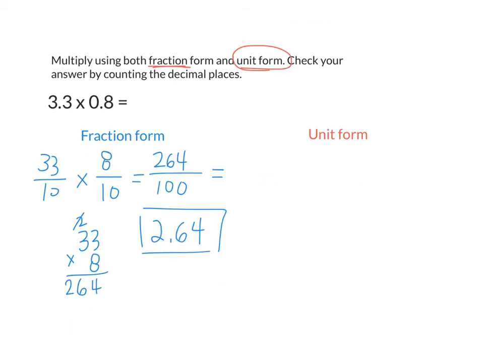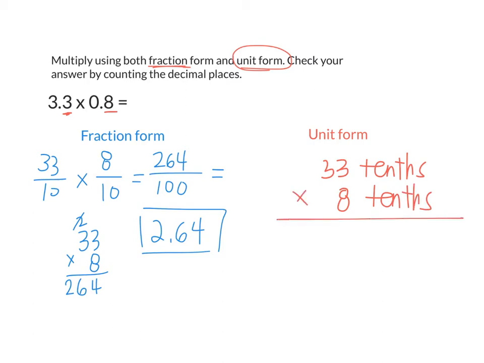Now let's look at unit form. If I have 3.3, that's 33 what units? Tenths. Remember, to figure out unit form, first you ignore the decimal point. If I ignore the decimal point, it's 33, right? Then I look at the rightmost place value, and that's the tenths. So it's 33 tenths. Now for 0.8, if I ignore the decimal point first, what number do I have? 8. And then I look at the rightmost place value. It's 8 whats? 8 tenths. So to write unit form, you write it in standard algorithm, but then you write out each number in unit form. So here I have 33 tenths times 8 tenths.